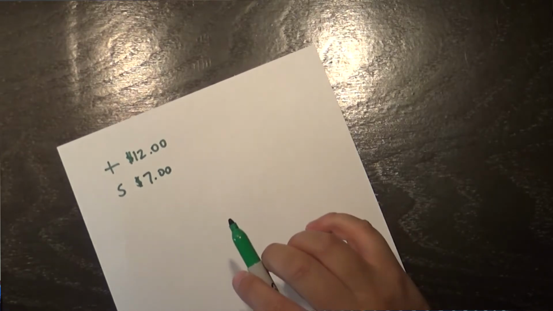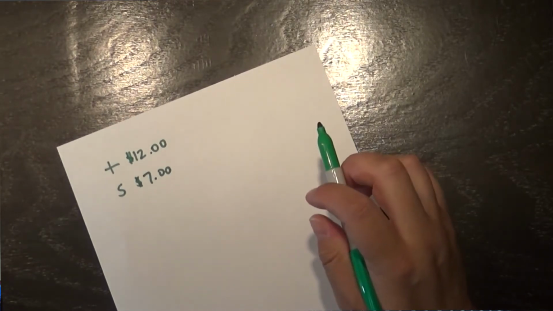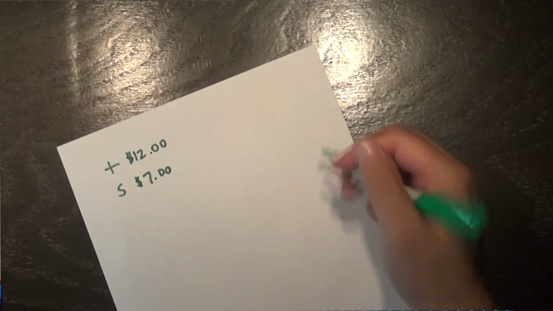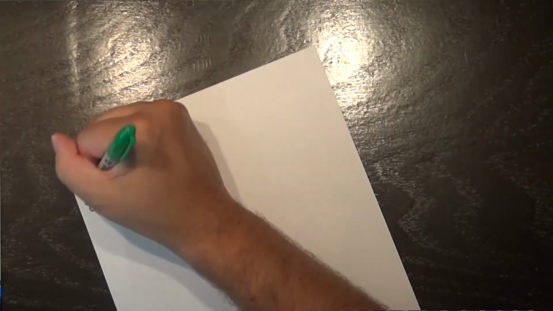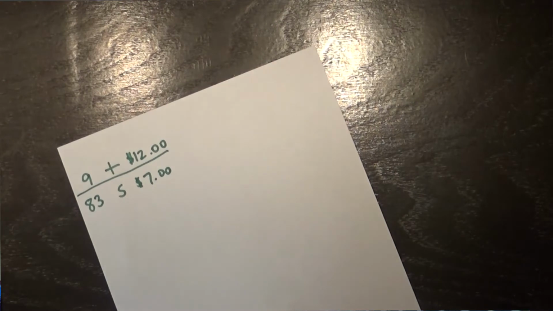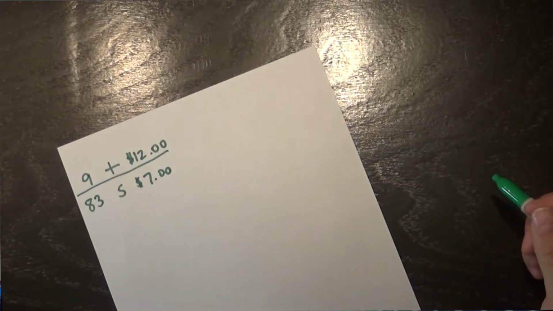Okay? If we know this going in, there's 83 students and 9 teachers. Okay, so 83 students and 9 teachers. So let's figure out first how much it would cost for the teachers. If there's 9 teachers, it costs $12 for each teacher. What type of math are we going to be doing?